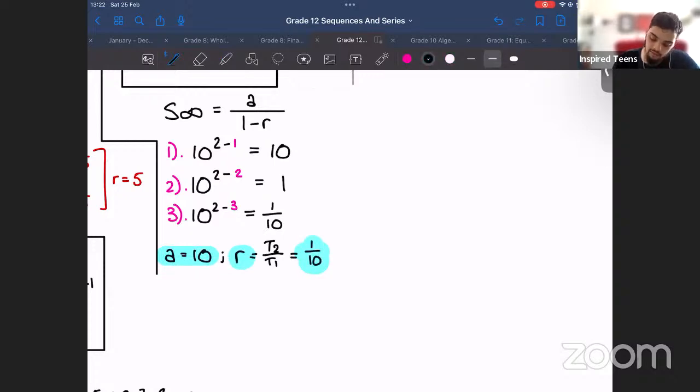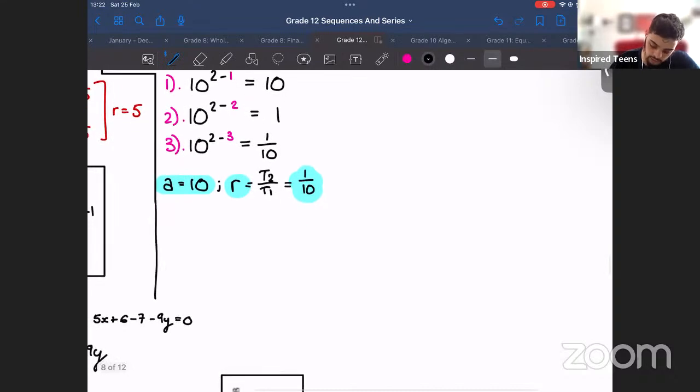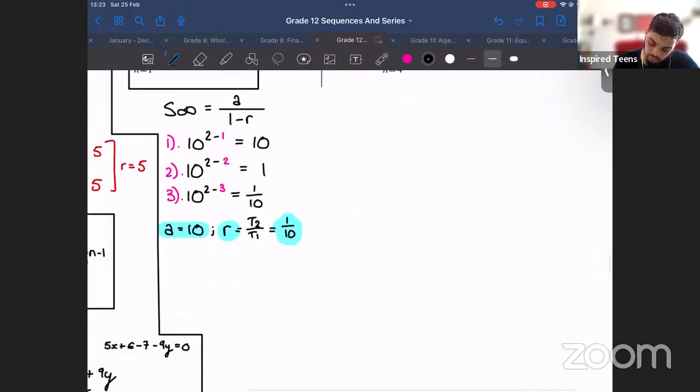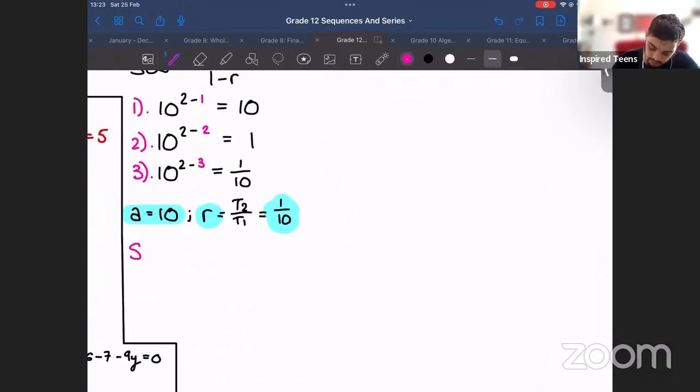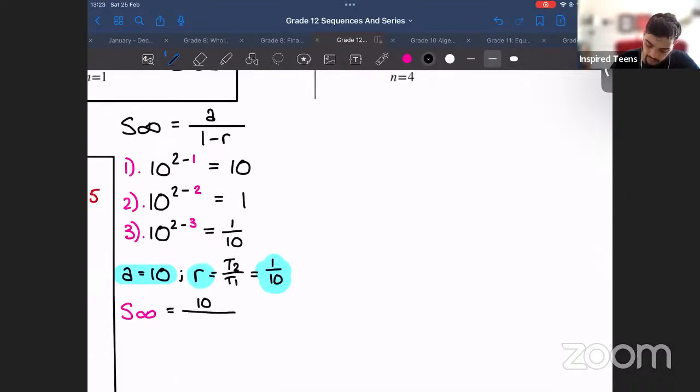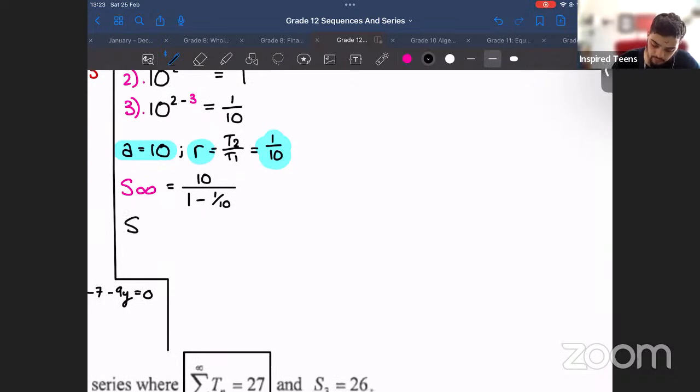Okay. Thereafter, what we now need to do is substitute into the formula. So S infinity is equal to A, which is 10, divided by, no sorry, divided by 1 minus R, so we write 1 minus 1 over 10 or 0,1, same thing. You put this in your calculator, 10 over 1 minus 1 over 10. It gives you 100 over 9. So the sum to infinity for this question is 100 over 9.